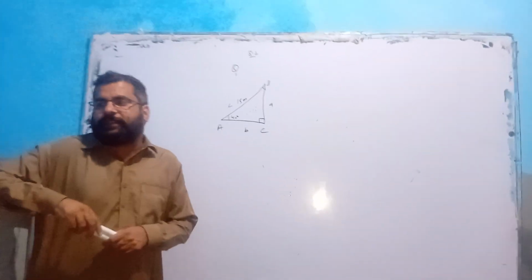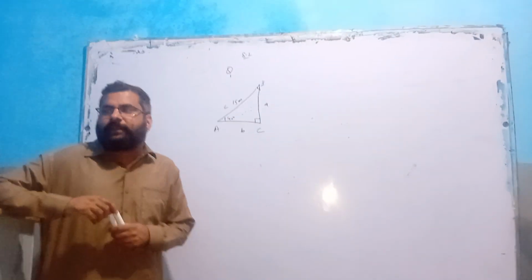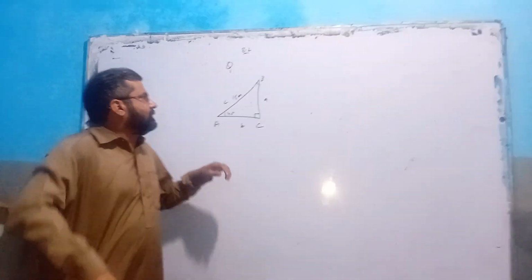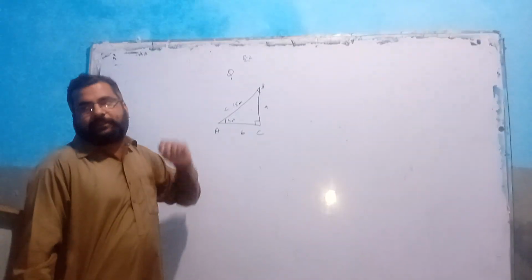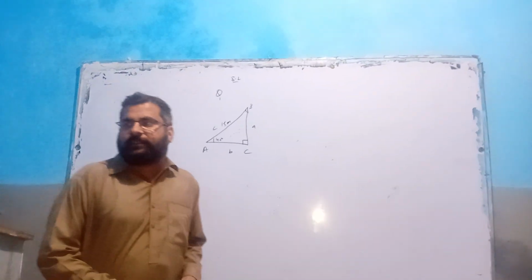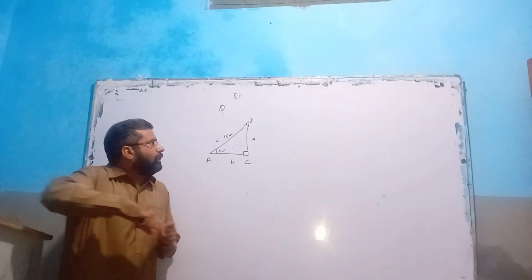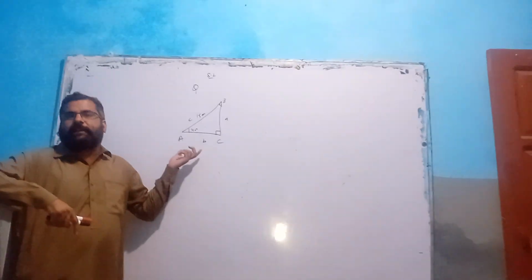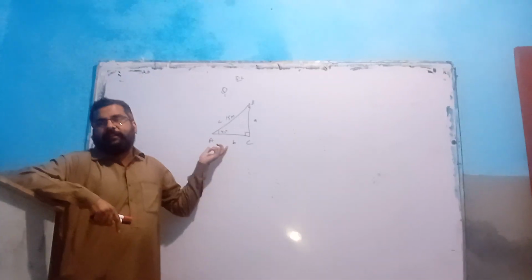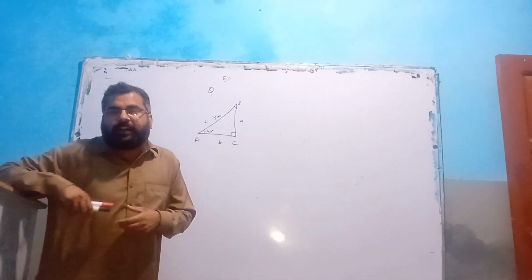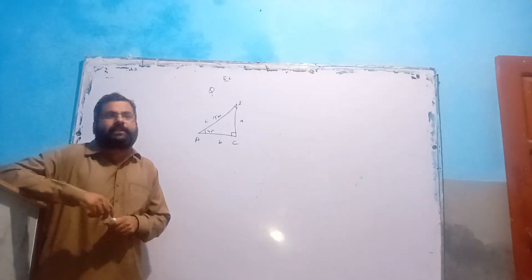Today our lecture is about trigonometry exercise number 8.2. In this exercise, we discuss right angle triangle. In my previous lecture, I taught you the properties of right angle triangle. In a right triangle, or in any triangle, there are 6 components: 3 angles and 3 sides.